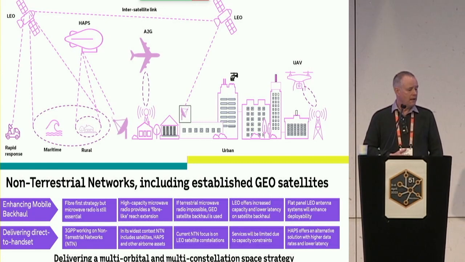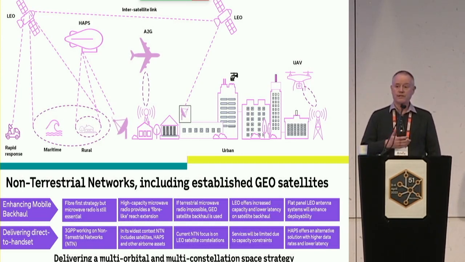So enhancing mobile backhaul, we've talked a little bit about these scenarios already along that top line. So if we can get fibre, of course we'll put fibre in. If we can get terrestrial microwave, we'll put that in. If not, we'll use satellite. And where we need to, we'll use satellite to augment the availability as well. The bottom, direct to handset.